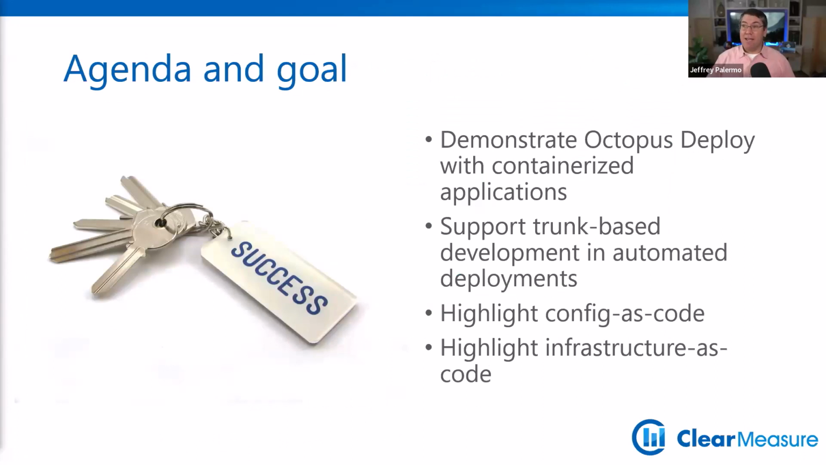So our agenda today: we want to help you think and understand about the state of automated deployments and DevOps today. We're going to go into some information, but then we're also going to demonstrate the latest in Octopus Deploy with a containerized application, as well as config as code and infrastructure as code, and how all of those features fit together to support trunk-based development when you're doing automated deployments, but you might have any number of feature branches going at one point in time. So that's what we're going to get to here.